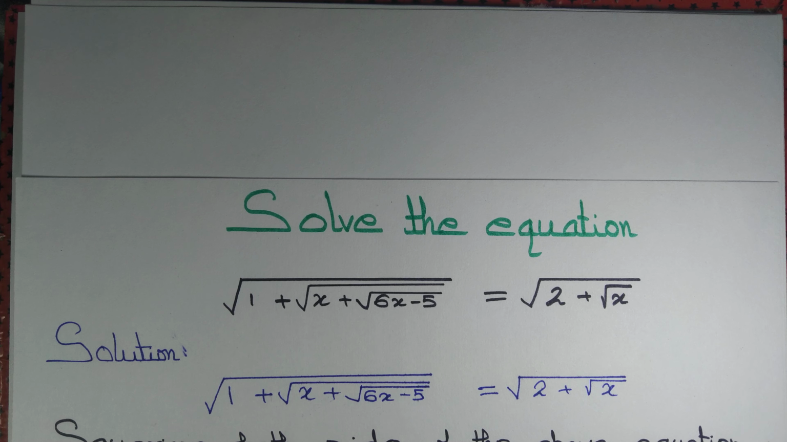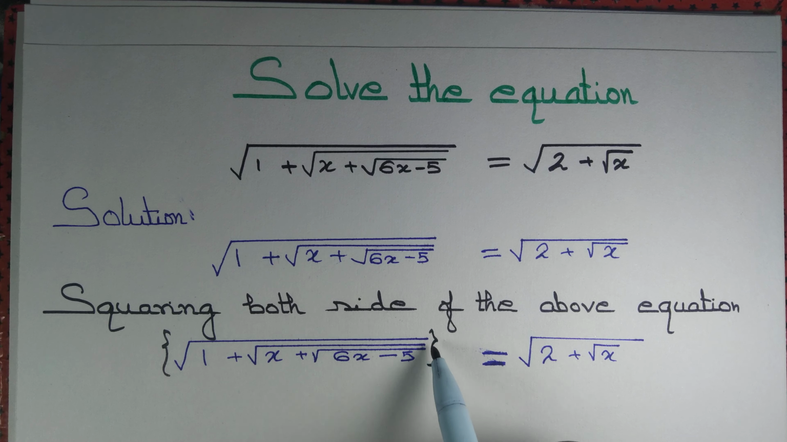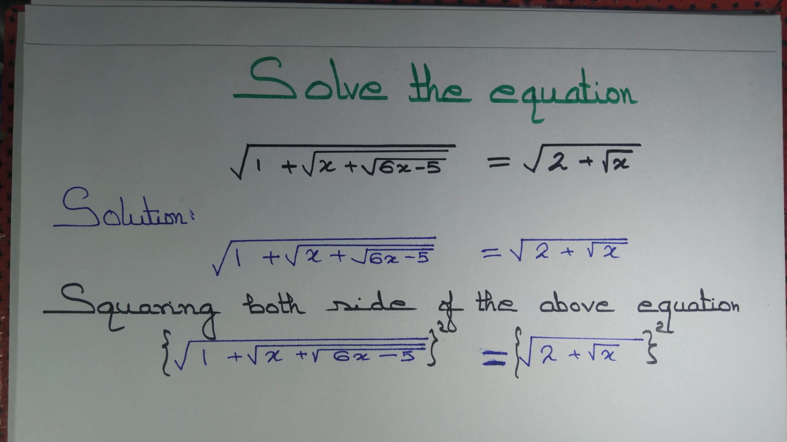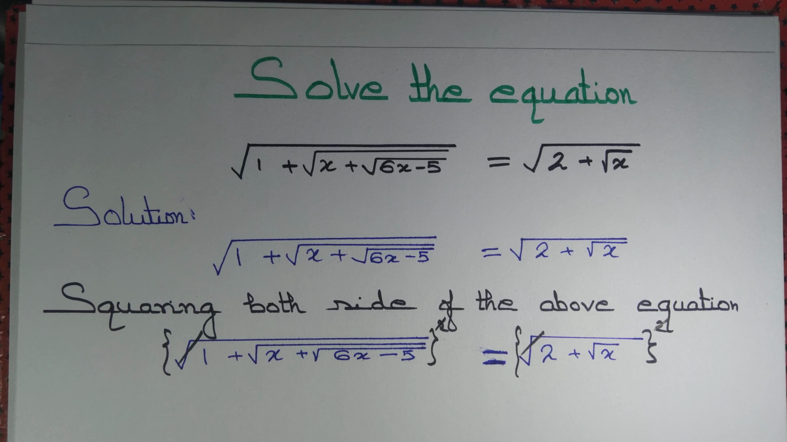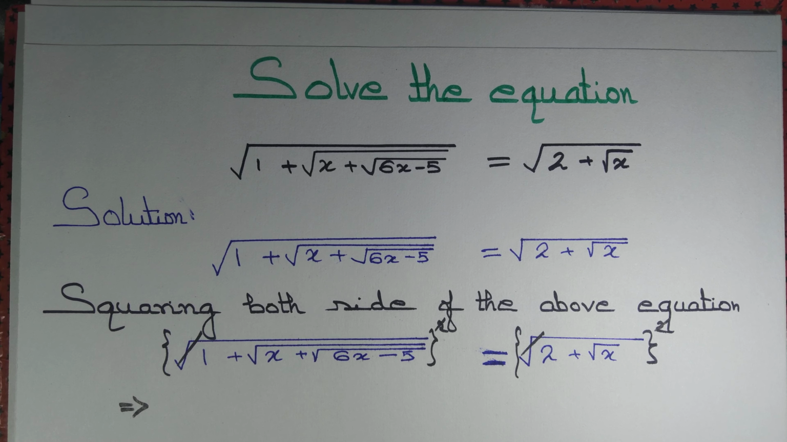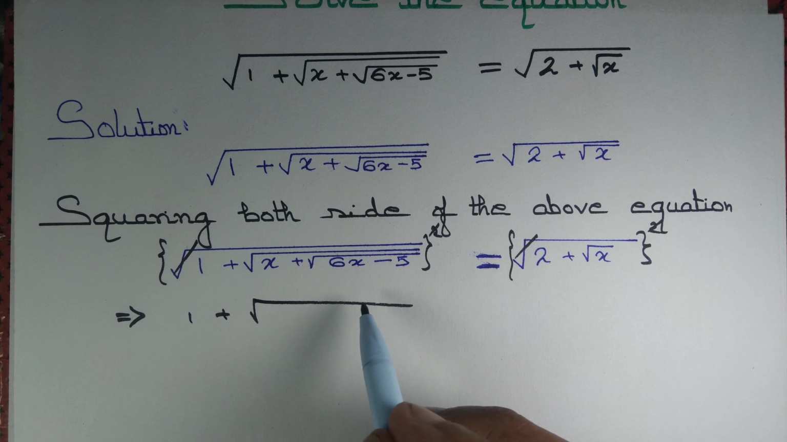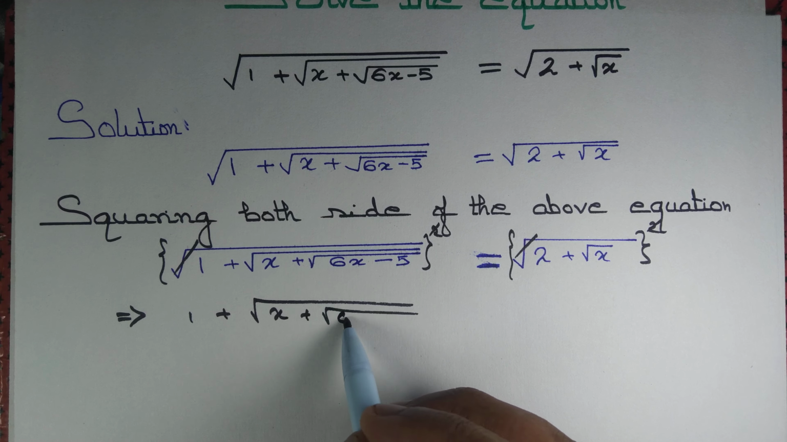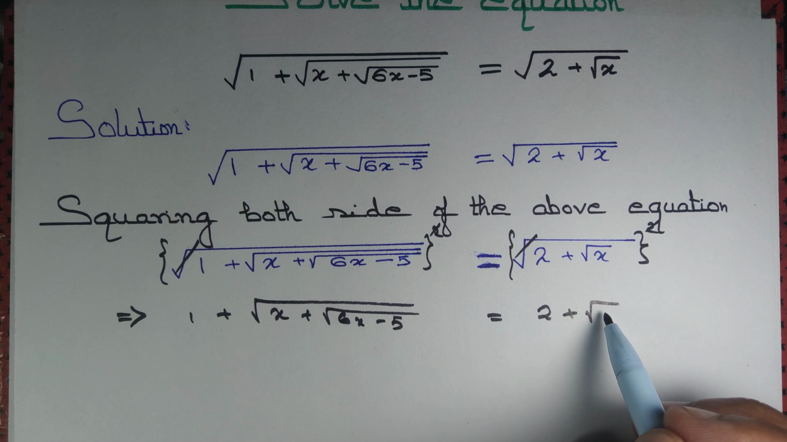And let's square this equation both sides. So if we square it both sides, we square it to the left and we square it to the right. Obviously, root and square will get cancelled. So we are left with the expression 1 plus square root of x plus square root of 6x minus 5 equal to 2 plus root x.